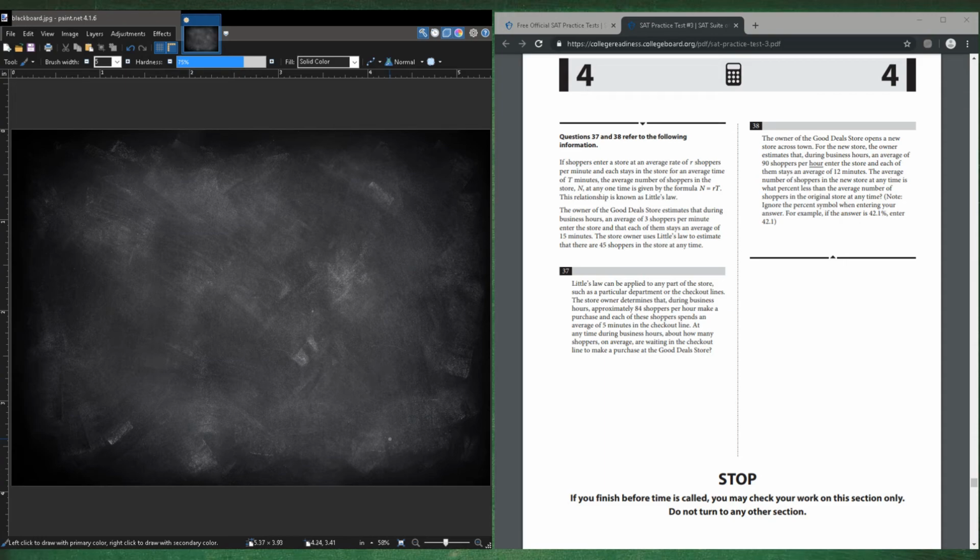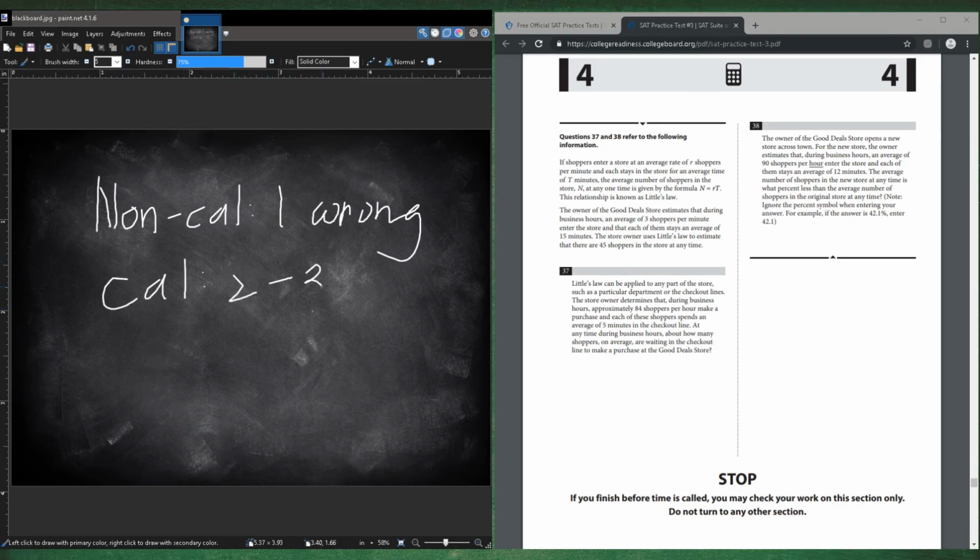Okay, let's review. For the non-calc section, you might get 1 wrong, and for the calculator section, you might get like 2 to 3 wrong. This is not really that hard, but it tests your knowledge and your reading capabilities more in this test. That's the only reason. There's just a lot of reading. So you might get like 3 to 4 wrong overall.